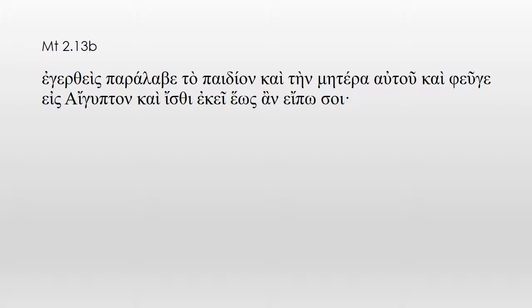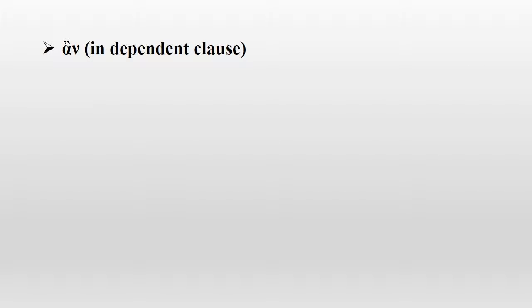Eos means until. We have seen previously that it came with genitive hou, eos hou. Well, it's not always. It's the rare cases with the hou in the genitive. Usually eos, until, stands by itself. Eos an. Now, if you see an, first of all, what you have to do is ask where is it located? This is very important. Is it in the main clause or in a dependent clause?